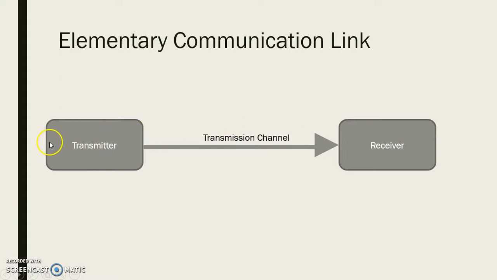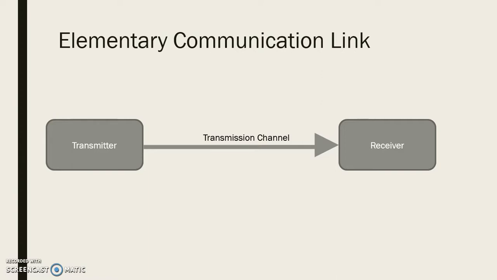So how does the communication happen over here? Information is provided to the transmitter, which encodes the information and passes it over the transmission channel to the receiver, which decodes, restores the information and passes it on to the destination. Now here in this communication link, the communication takes place in the form of electrical signal. The transmitter takes in electrical signal, the transmission channel transmits an electrical signal, and the receiver receives an electrical signal.